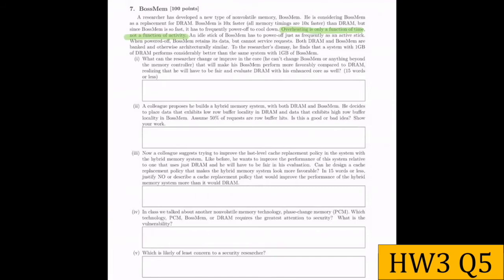So let's see how it affects the system performance with an extreme example. BossMem alternates two phases. So this is the timeline. The first phase is power on, and the other is power off. BossMem alternates these two again and again. Suppose that the system issues two memory requests, A and B, at the beginning of each phase, respectively.